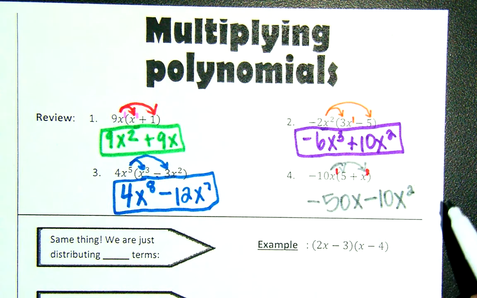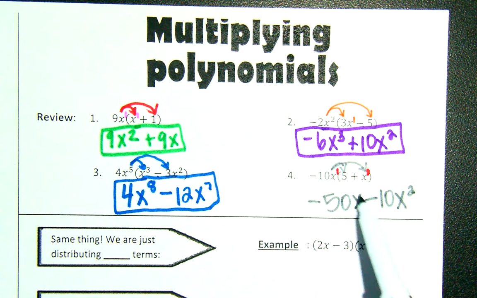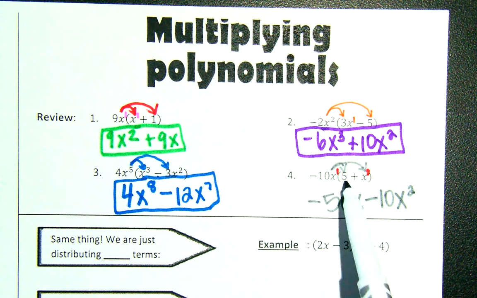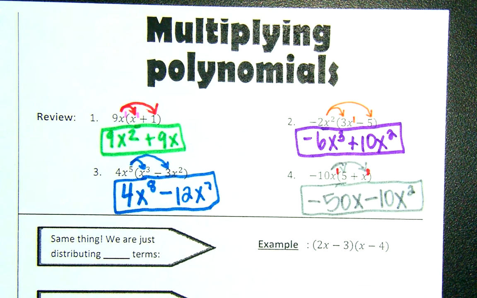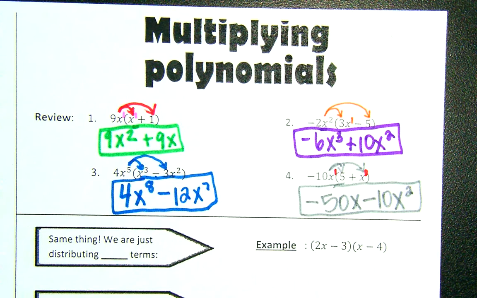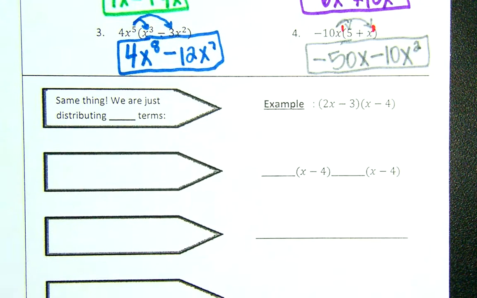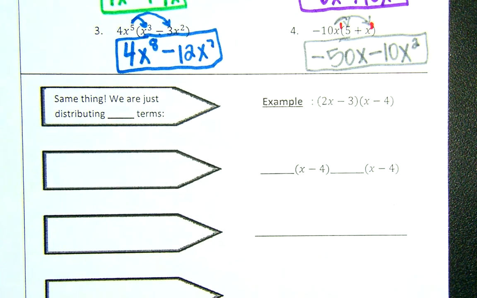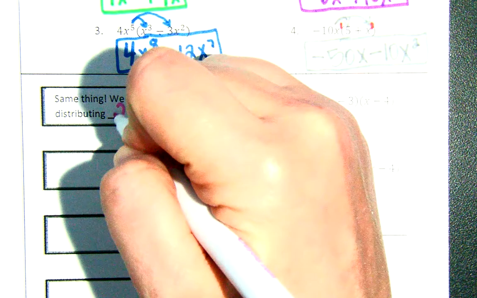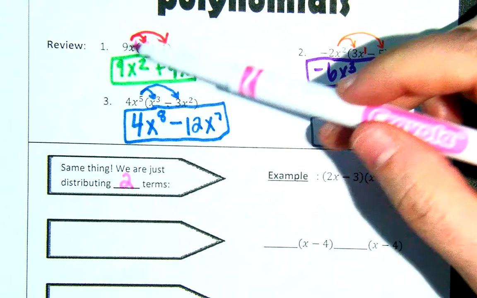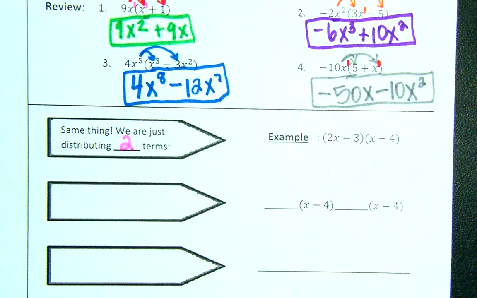Now, can I combine these? No, because remember, this is x and this is x squared. They're not like. So that would be my final answer. So that's just a quick review, because it's the same kind of concept. Now, let's look at multiplying polynomials. It's the same thing. We are just distributing 2 terms instead of 1 this time. Okay, up at the top we distributed 1 term. Now we're going to distribute 2 terms.